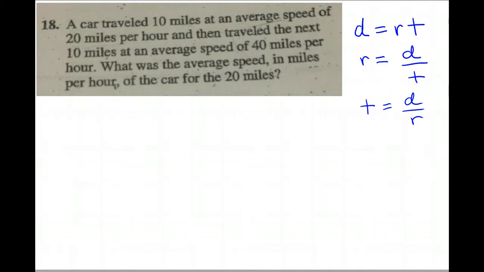So the average speed would be weighted a little bit more heavily towards 20 miles an hour than it would be towards 40. Okay, so 30 is definitely not correct. It's something less than 30. Okay, how would we actually find it?